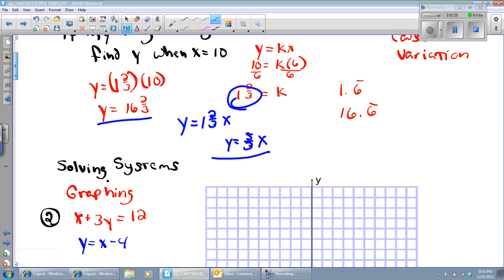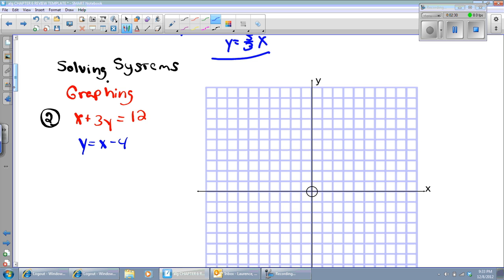All right, then we solve some systems. And so let's solve this system by graphing. I'll do the blue equation first. Y-intercept of -4. Looks like the slope is going to be 1 over 1.